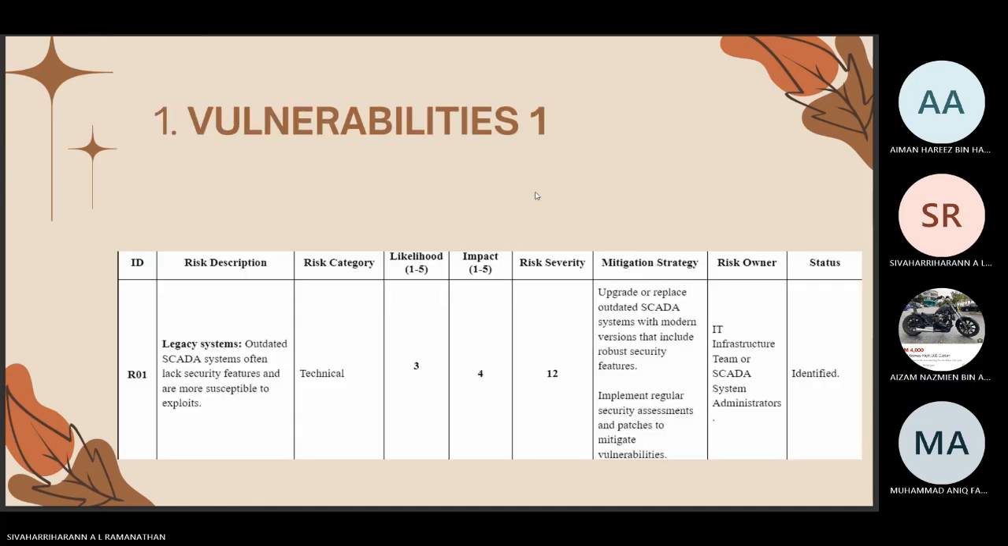So first we have vulnerabilities. Outdated SCADA systems often lack security features and are more susceptible to exploits. The risk is assessed with a likelihood of 3 and an impact of 4, resulting in a risk severity score of 12. To mitigate this risk, it is recommended to upgrade or replace outdated SCADA systems with modern versions that include robust security features and to implement regular security assessments and patches. The responsibility for addressing this risk lies with the IT infrastructure team or SCADA system administrators. The status of this risk is currently identified.